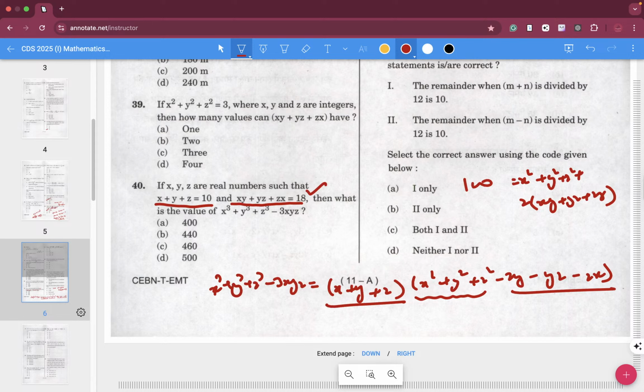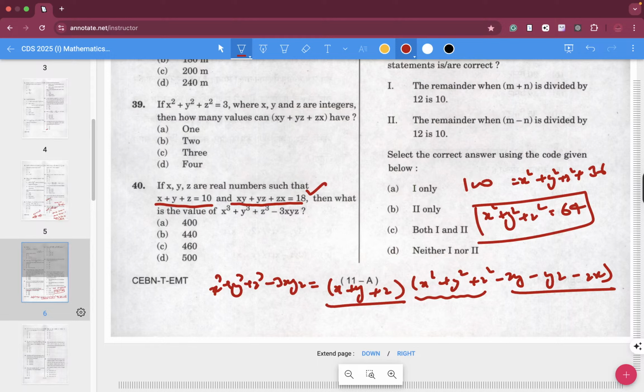Now xy, yz, zx value is 18, right? So this value over here is how much? Plus 36. Which means x square plus y square plus z square is equal to how much? 64, right? So now we have to find out this value. X plus y plus z value we know is 10, right?